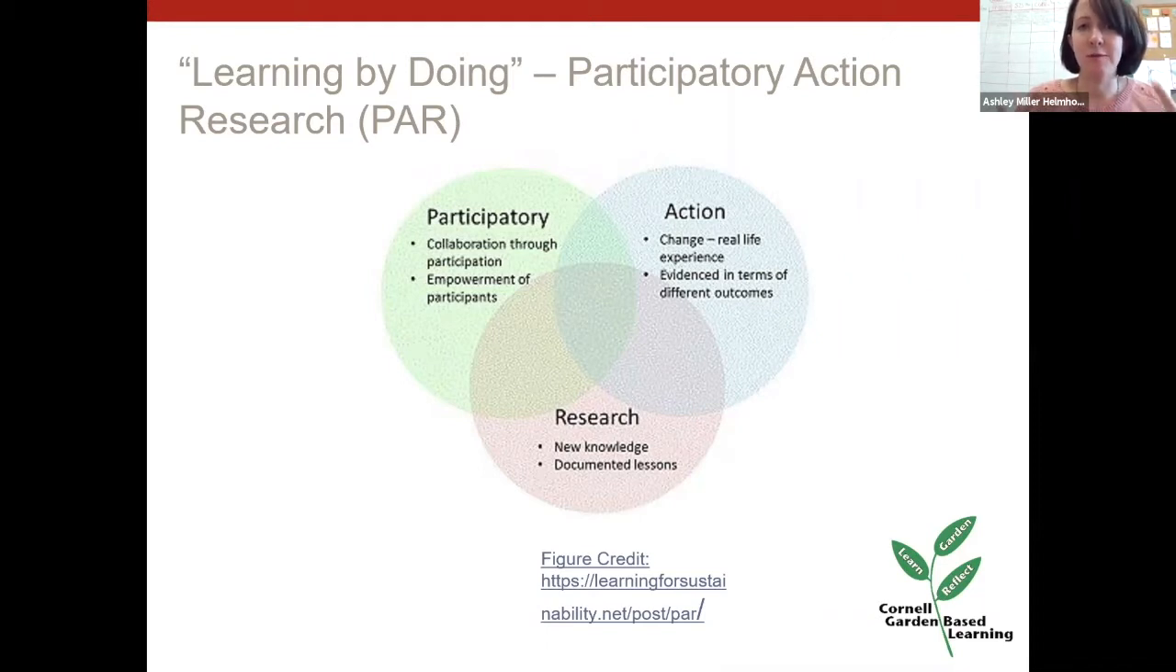The action element, of course, is where people actually create real change in their communities. And this is really where also we like to see real outcomes in terms of the interventions that are provided. And then the research piece is of course key. So when we're reflecting and learning about how this intervention went, we really want to know, how does this build on our past knowledge? How does it help the community take those next steps forward towards solving the issues in their community?